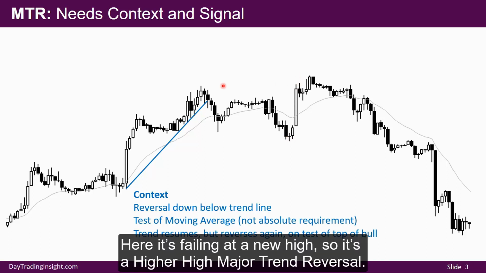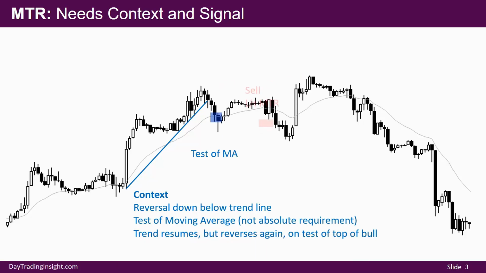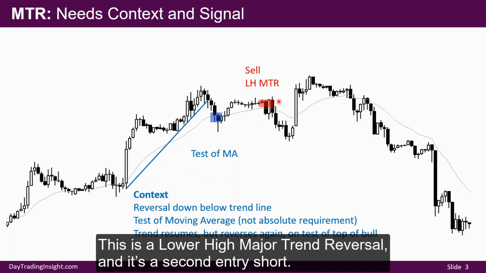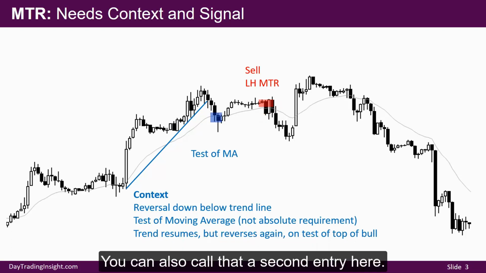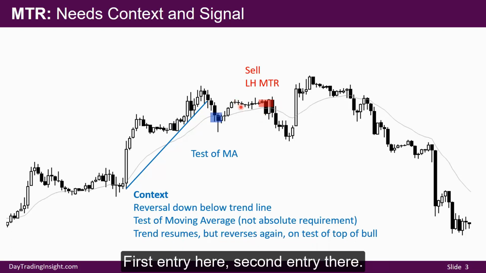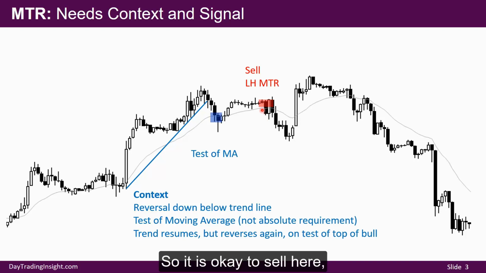Here it's failing at a new high, so it's a higher high major trend reversal. This is a lower high major trend reversal, and it's a second entry short. There's a first and then a second below that bar. You can also call it a second entry here. First entry here, second entry there. So it is okay to sell here.